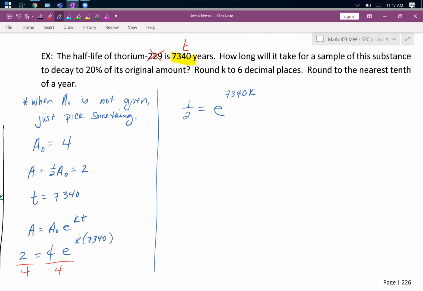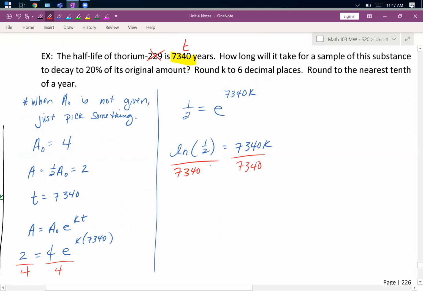Rewriting it in logarithmic form, we're going to have the natural log of a half equal to 7,340k. And then we'll divide to solve for k. Again, we should get a negative k value because we are decaying, getting smaller. k is negative 0.00094, giving us the equation a equals.